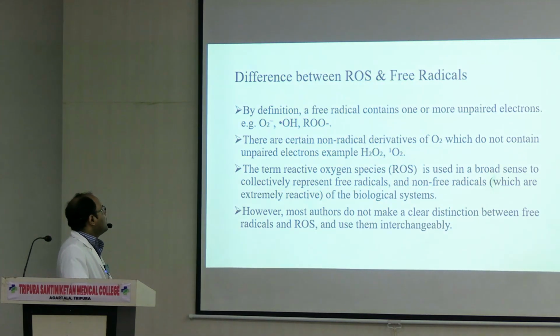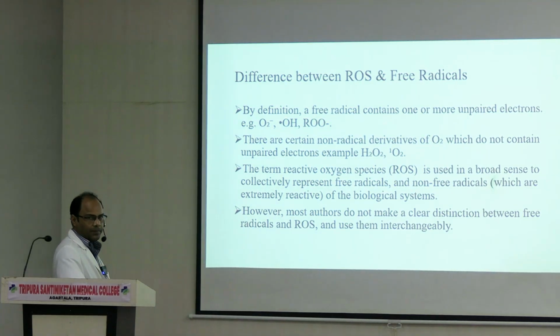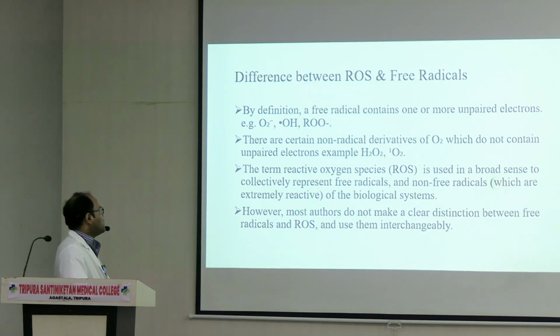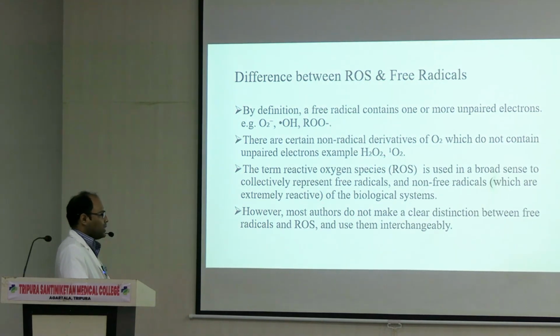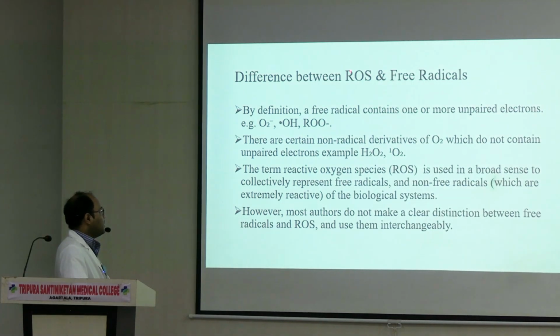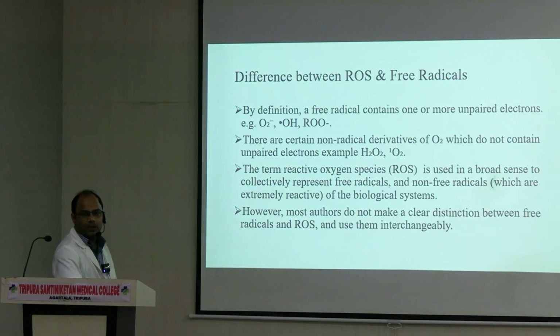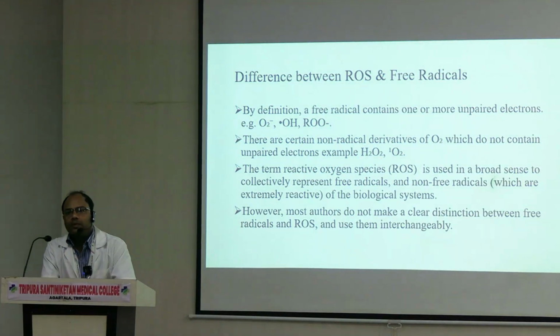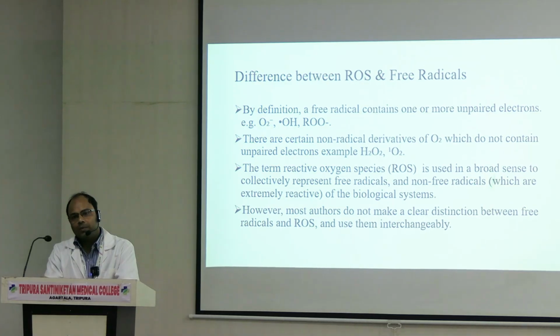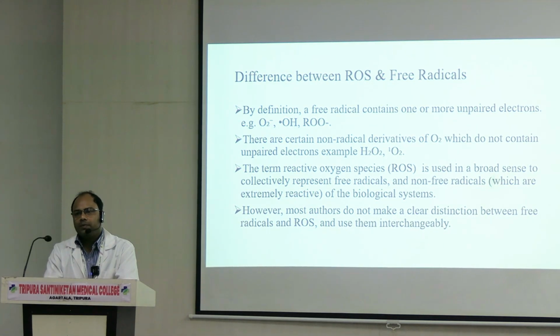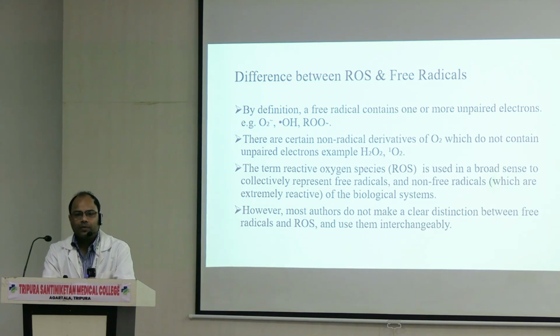Next, the difference between reactive oxygen species and free radicals. You may be asked in the viva exam. Free radicals should have one or more unpaired electrons, like O2 minus, hydroxyl radical, peroxyl radical, etc. But there are some non-radical derivatives of oxygen which do not contain an unpaired electron. Example: hydrogen peroxide, singlet oxygen. These are reactive oxygen species. Understand? So the basic difference is free radicals should have one or more unpaired electrons, but these reactive oxygen species do not have any unpaired electron, but they are still reactive and can generate other free radicals, and those should have oxygen. This is the difference. Very simple.